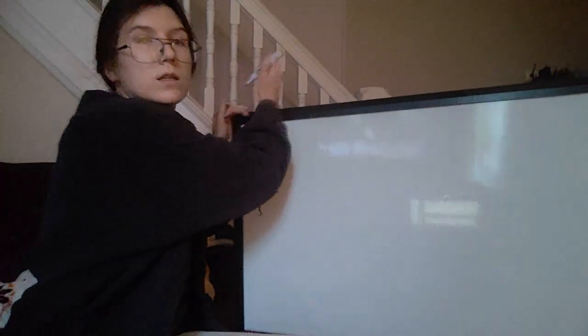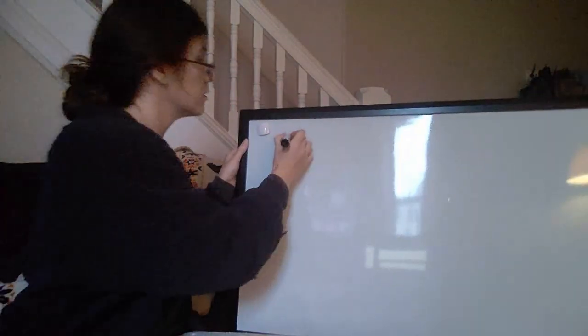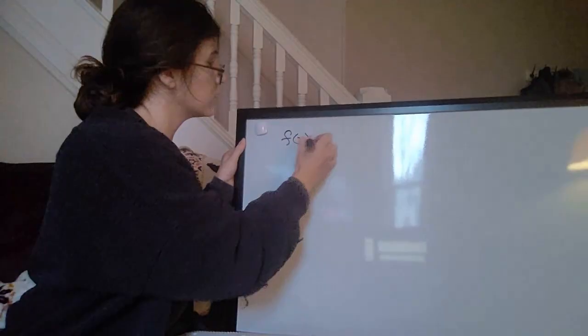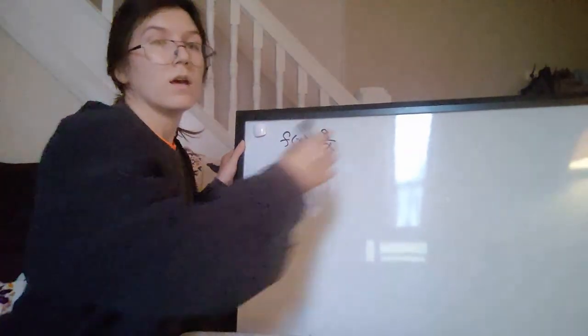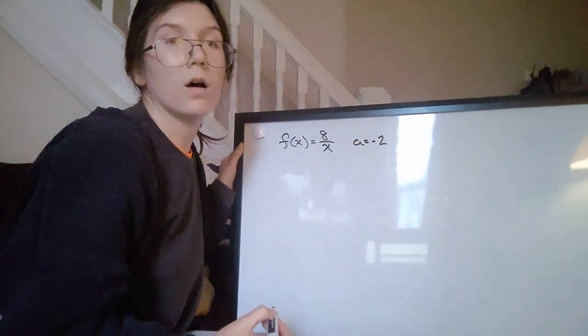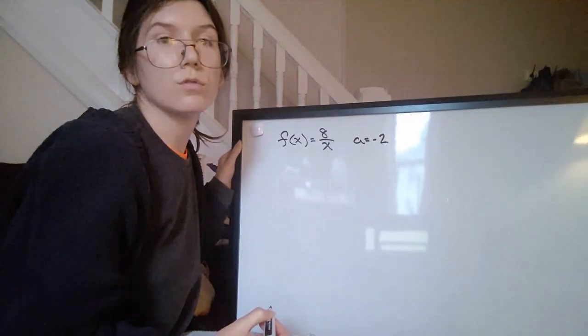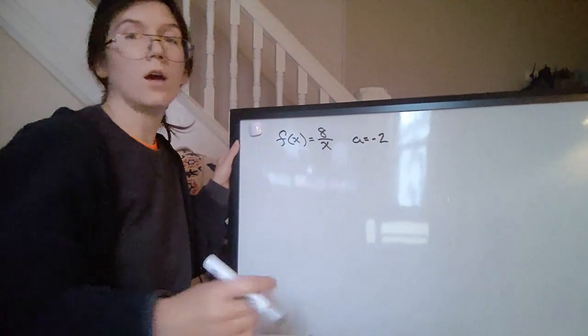So this is: find the Taylor series for f of x. In this case, f of x equals 8 over x, and a equals -2. Find the Taylor series of this, okay?